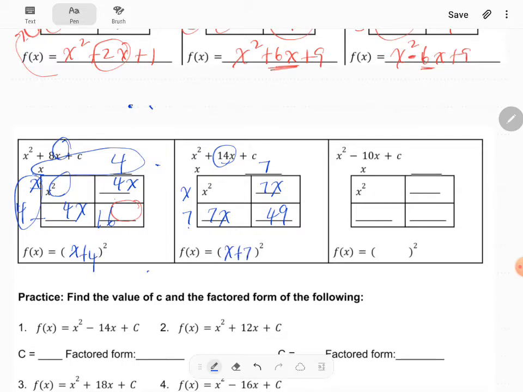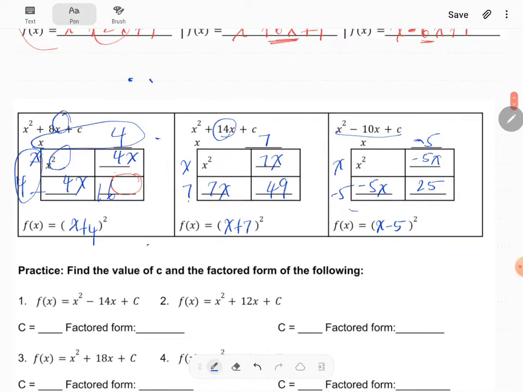Remember this? We did this like 6 months ago. So here I would strongly recommend you to pause the video and do this question by yourself, okay? You can come back. So this would be a positive 25 and the binomial square is x minus 5 squared. All right, all good?